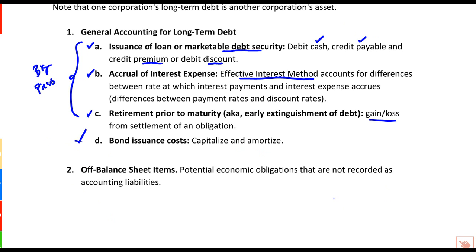The second part here, and it's really these off-balance sheet items, it's really a one page and just a heads up.